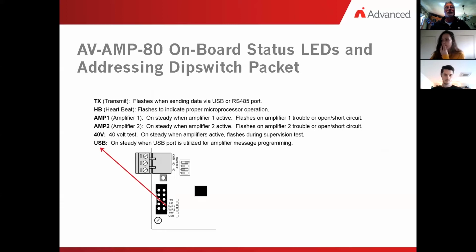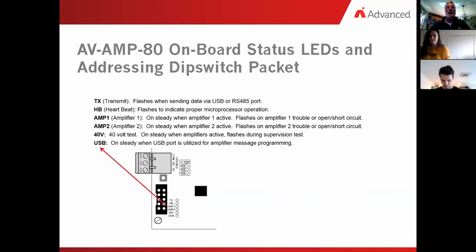If you were going to hook up your laptop and send some data into the amplifier, you would get that TX light flashing as you're transmitting data from your fire panel programmer into the amplifier. The heartbeat light typically is pulsing on and off, indicating that the unit is powered and the processor is working. Then you have the A1 and the A2 amplifier LEDs. A1 is circuit number 1 and A2 is circuit number 2. Normally, they would be on steady if the amplifier is active, or they would flash if the amplifier is in trouble or in short circuit.